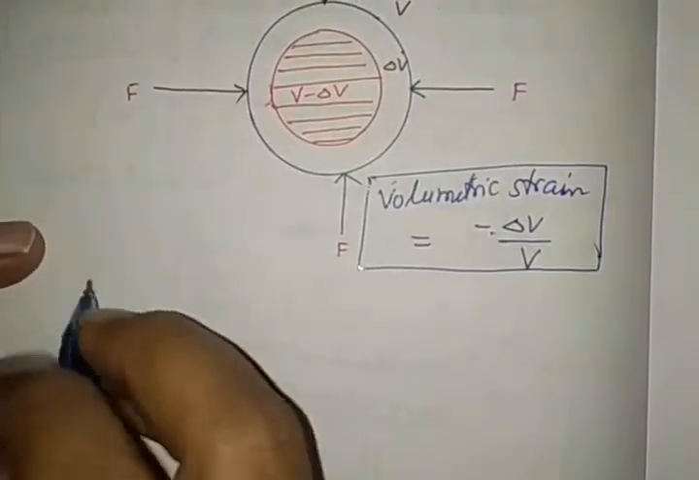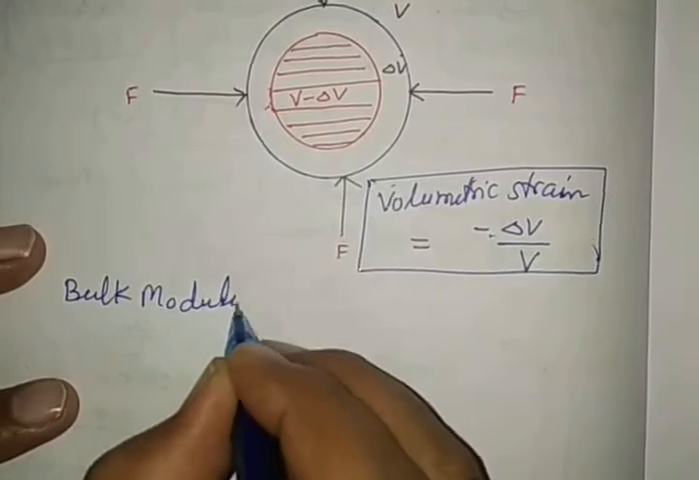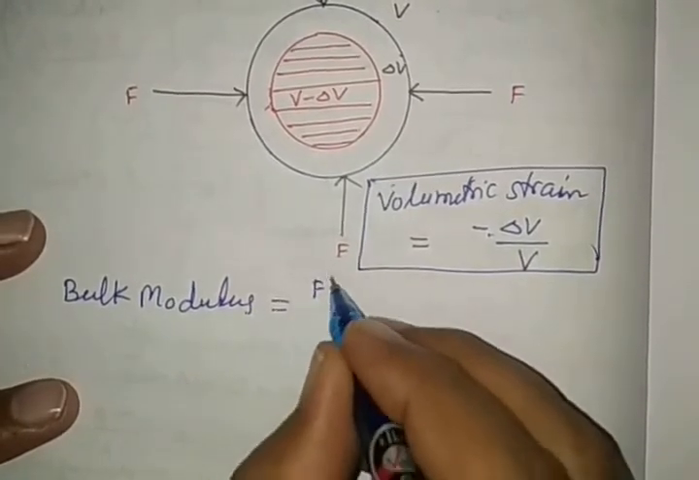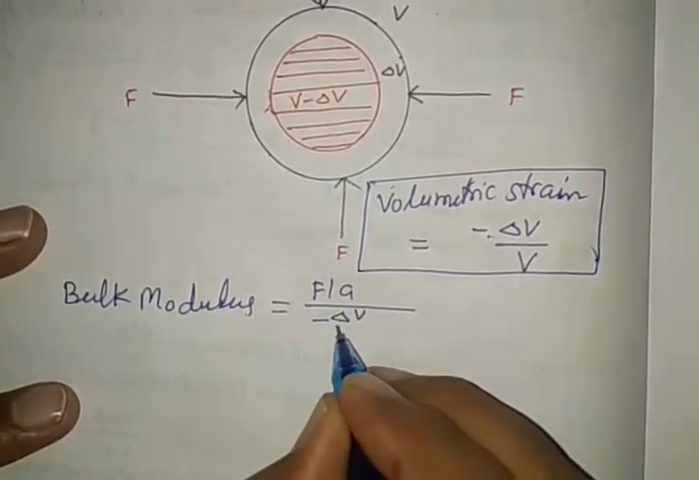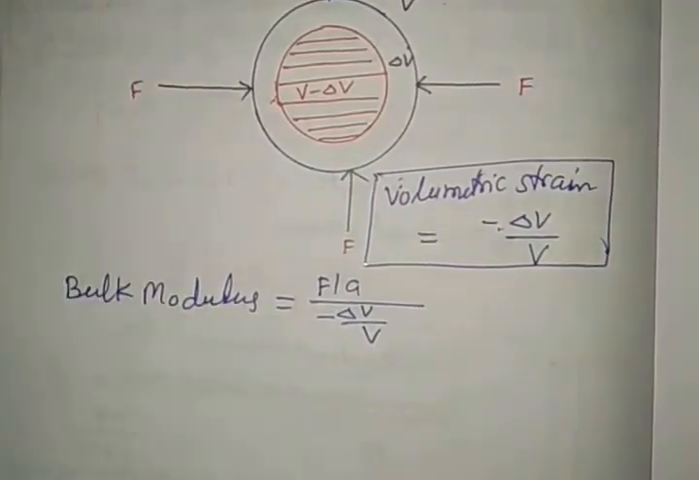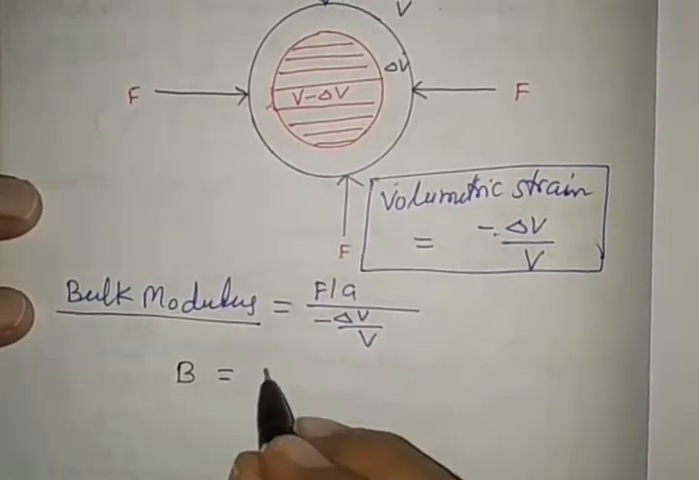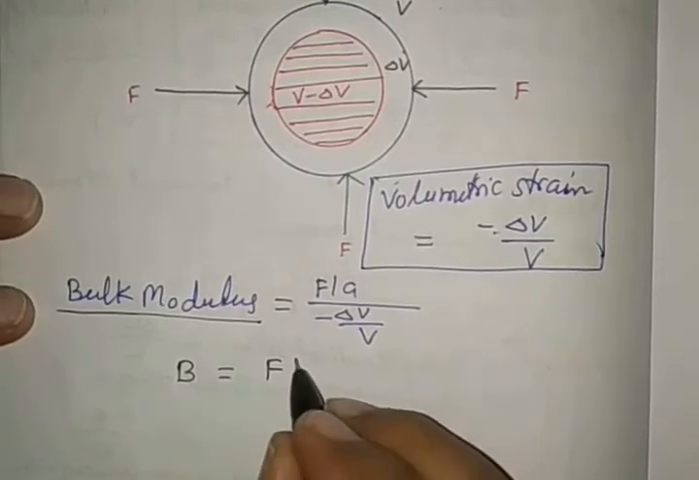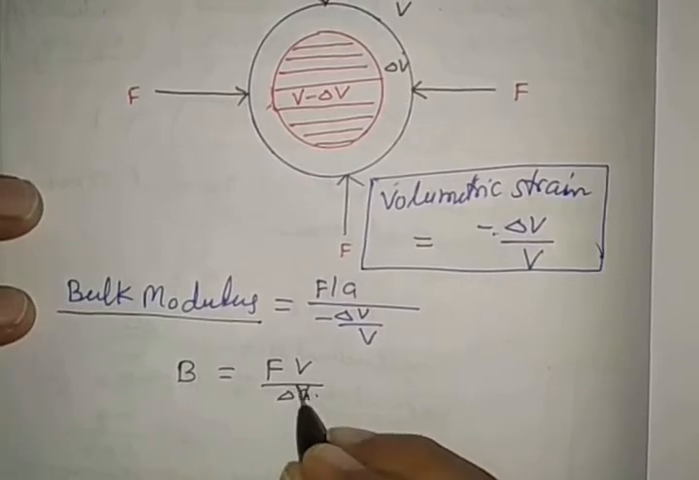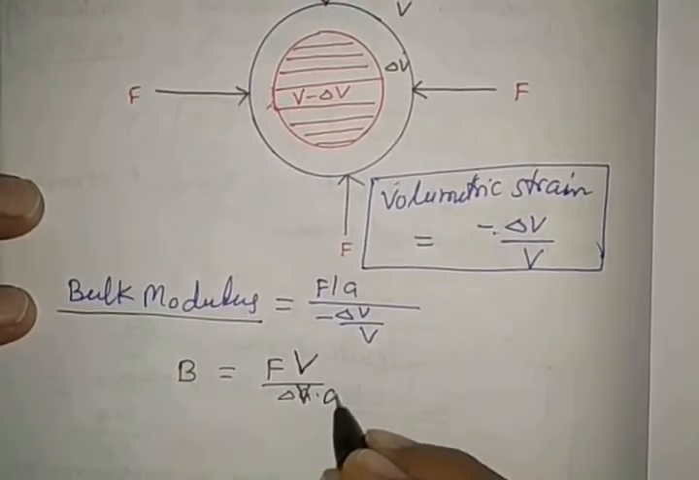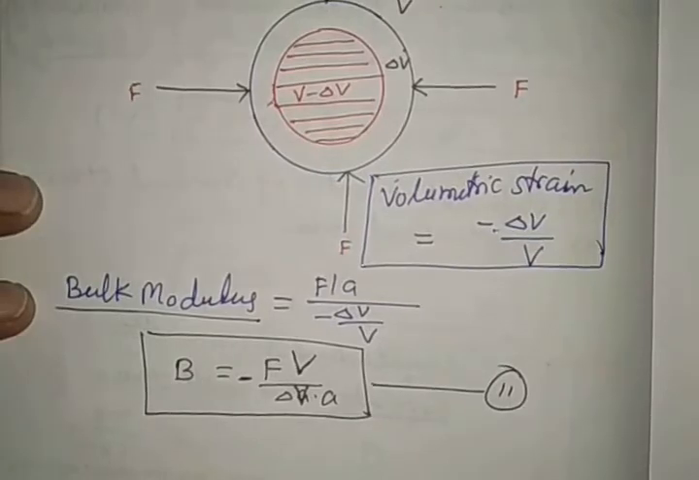Then the bulk modulus can be written as force upon area, that is normal stress, by volumetric strain, minus delta V by capital V. So in that condition, the formula for the bulk modulus capital K becomes F by A, over delta V by capital V, that is capital K equals minus F times capital V over A times delta V, with a negative sign. It is represented by equation number 2 to obtain the bulk modulus.